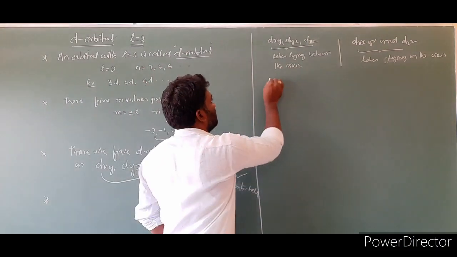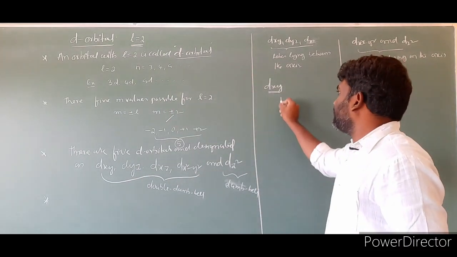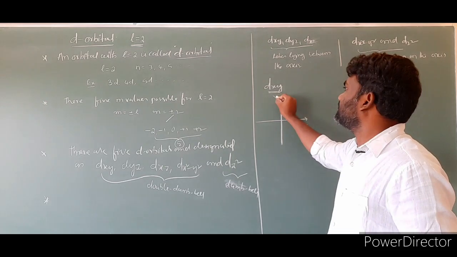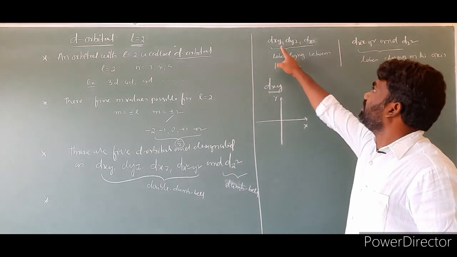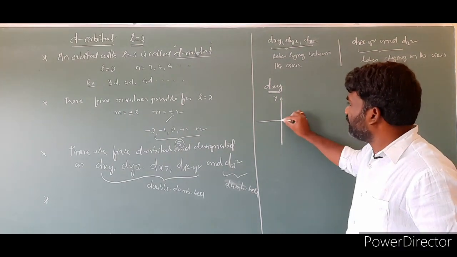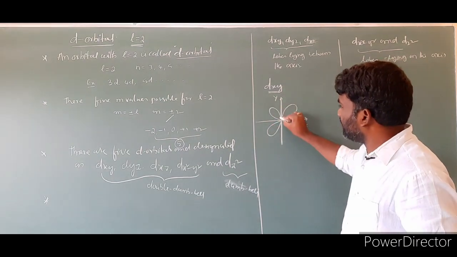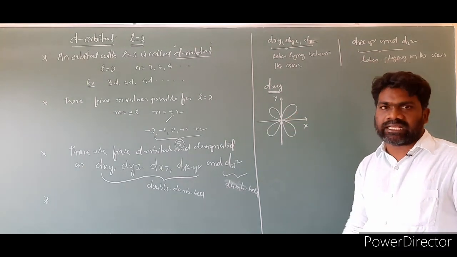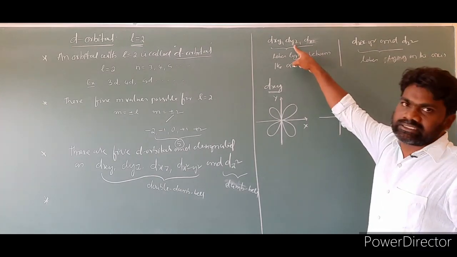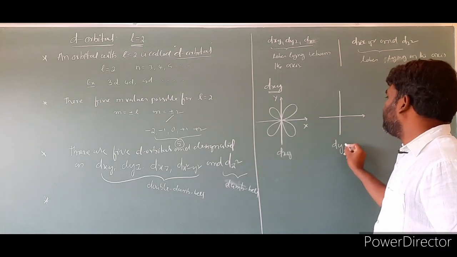First I am taking the dxy orbital. So we have to take 2 coordinates, the x axis and the y axis. So for dxy, the lobes we have to show lying between the axes. So this is the y axis, this is the x axis. Between these two axes we have to show the lobes, and another lobe like this. So this is the shape of the dxy orbital.